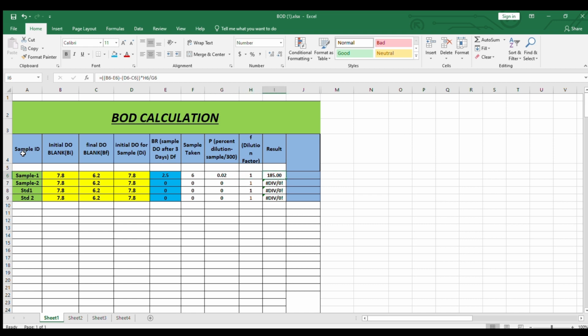The result for bottle 1 is 185 milligram per liter. For the second bottle of sample, the reading we got was 2.3 ml. Sample taken was 6 ml, and automatically it will give us the answer 195 milligram per liter. For standards, in the first bottle of standard we have got 2.1 milligram per liter of dissolved oxygen remaining, 6 ml of sample taken, and the answer is 205 milligram per liter.